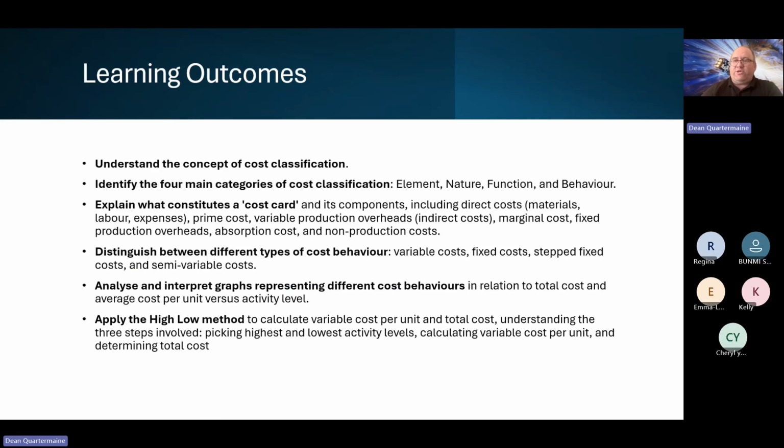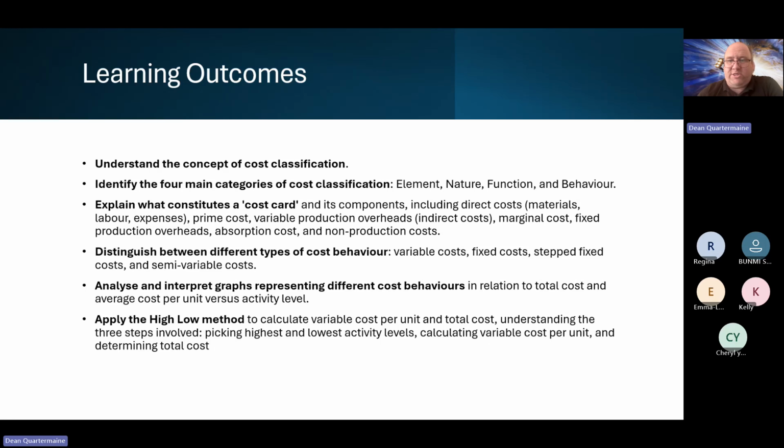So just some of the outcomes of what we're going to try and go through this evening. Hopefully we achieve all this. Understand the concept of cost classification and identify the 4 main categories of cost classification. So costs can be classified generally in 4 main categories: by element, by nature, by function, and by behaviour. We're going to look at that in a little bit more detail.